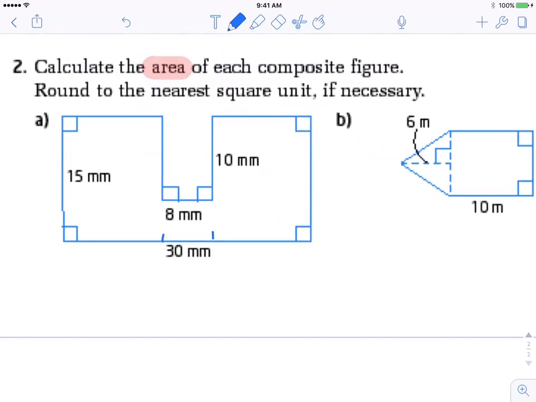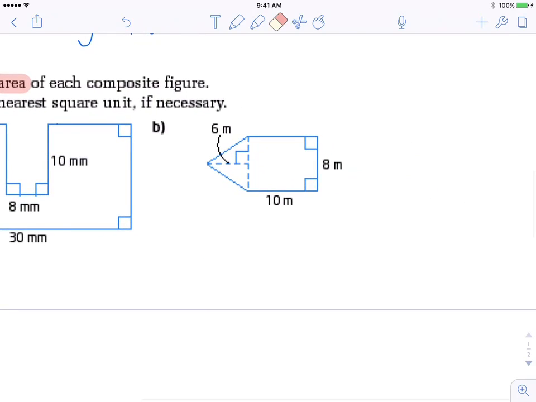Another option is to draw your dotted line here and pretend that the entire shape is one giant rectangle and subtract that area if you're calculating the area of that shape. Those are your two options. Okay, so see what works best for you, and that's your hint for that. And for this, you're going to find the area of a rectangle, and then you're going to find the area of the triangle, and it's telling you the height of that triangle is 6 meters.